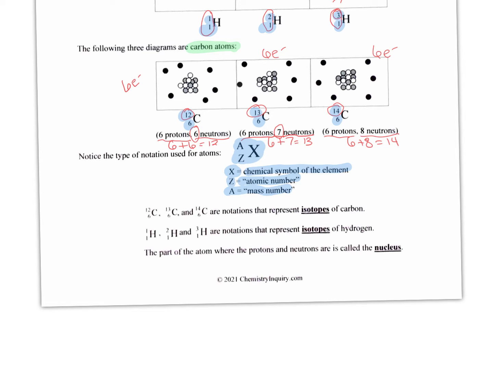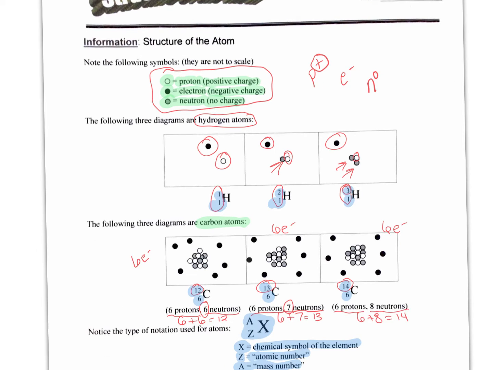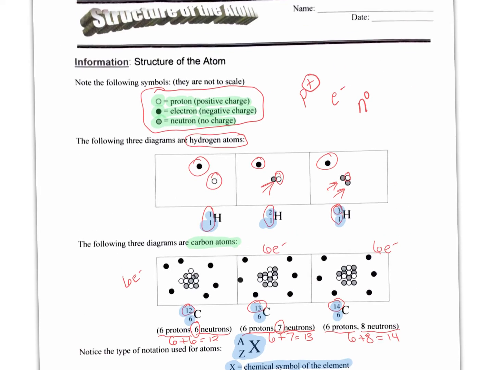So now it's going to tell me some other things. All of these symbols here are notations that represent isotopes of carbon, and these symbols here represent isotopes of hydrogen. And then it tells me something else. The part of the atom where the protons and neutrons are is called the nucleus. So this tells me the protons and neutrons are in the nucleus. Okay, that is something I need to know. All of this is information you can find in your textbook. You can look up the atom in your textbook. It'll be one of the early chapters, and it's going to have all this information if you want to look at another source.